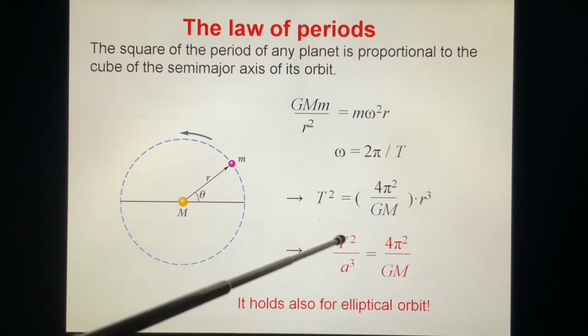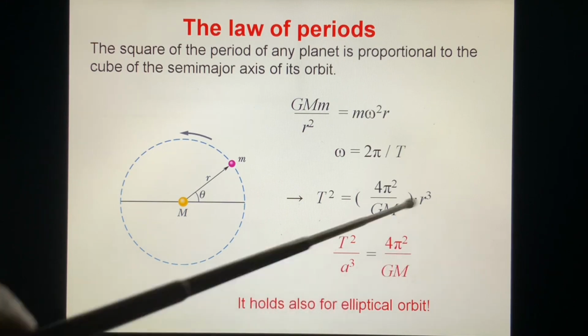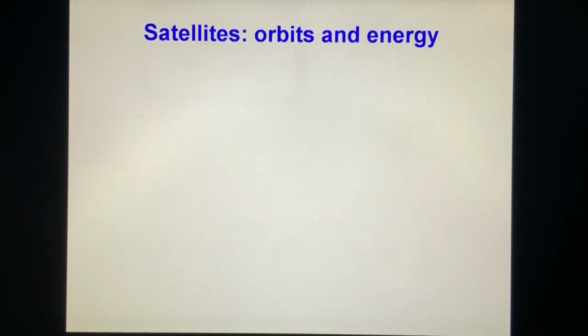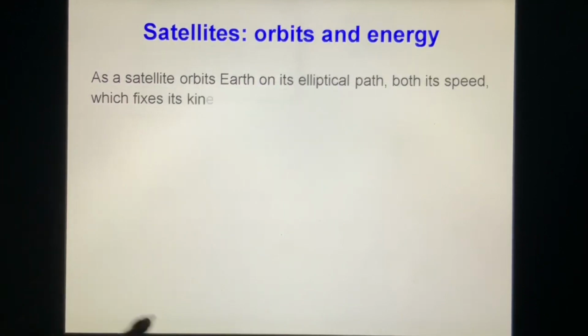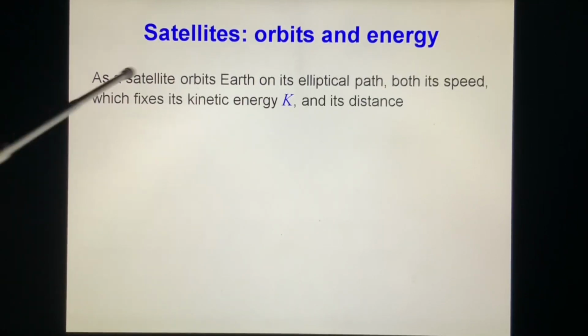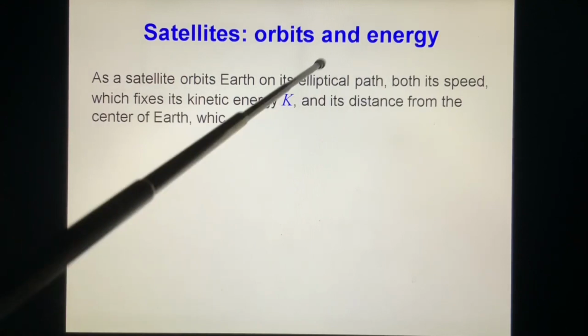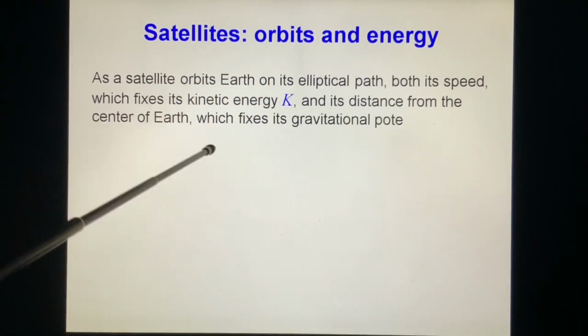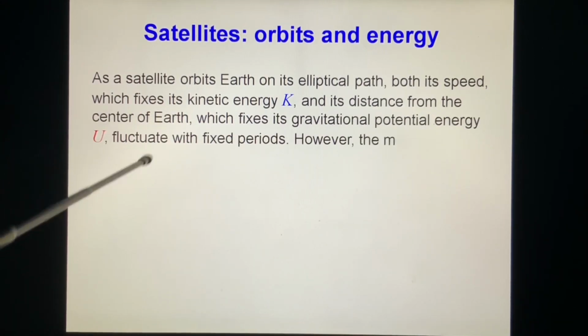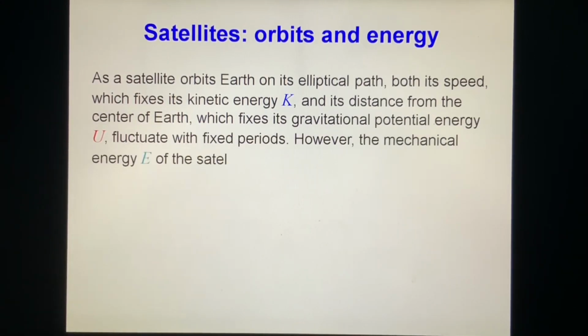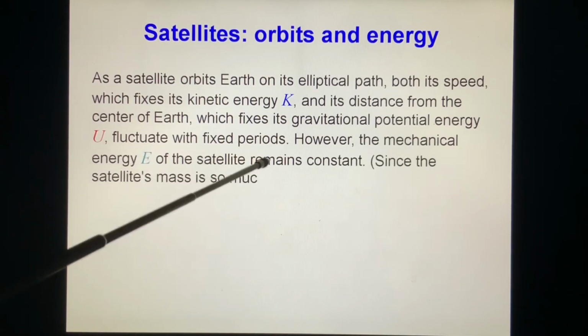So this is T squared over a cubed is a constant. Satellite, orbit, and energy. As a satellite orbits Earth on its elliptical path, both its speed, which fixes its kinetic energy K, and its distance from the center of Earth, which fixes its gravitational potential energy U, fluctuate with fixed periods. However, the mechanical energy E of the satellite remains constant.